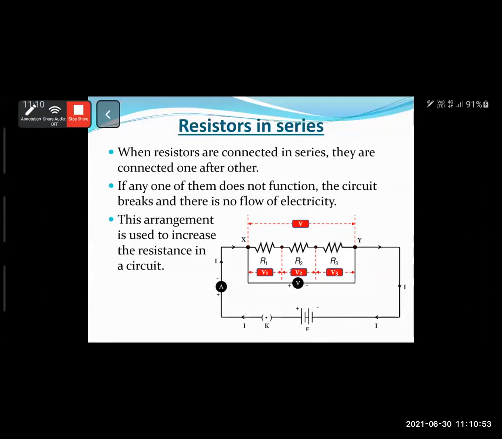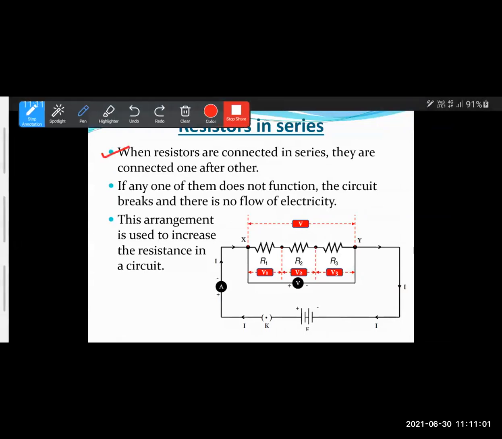Then the next slide, what does it say? When resistors are connected in series, they are connected one after the other, as I told you, right? That is the most important fact. So they are connected one after the other, as you can see, R1, R2, and R3. Say this is your resistor R1, this is your resistor R2, and this is your resistor R3. You have to connect them one after the other, as you can see in the diagram.